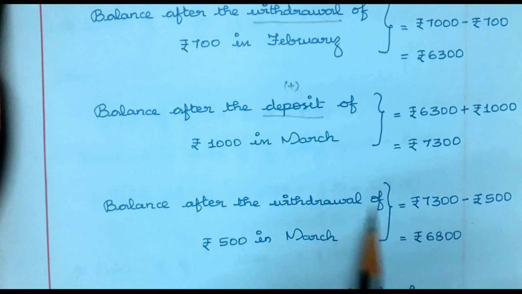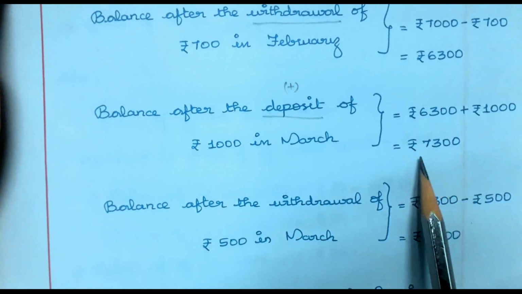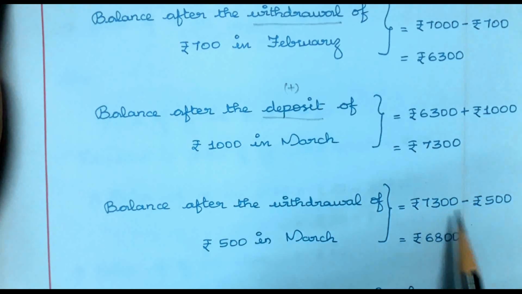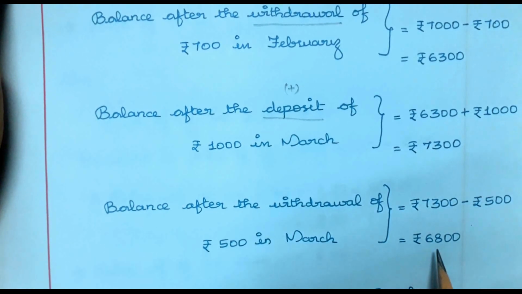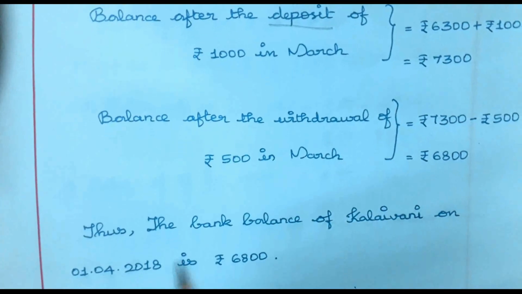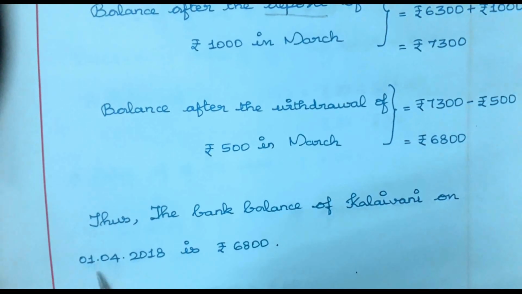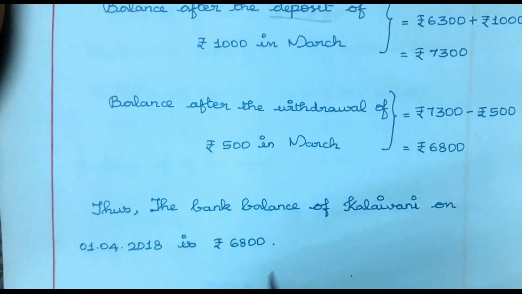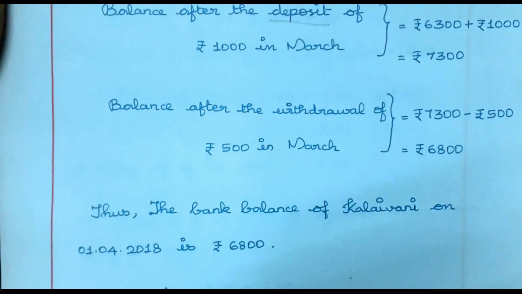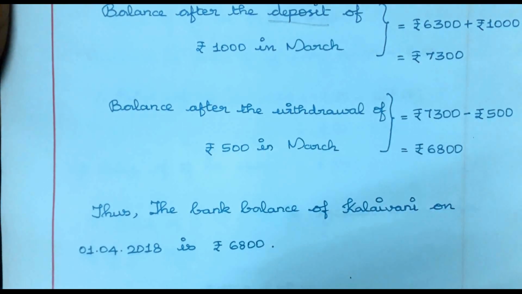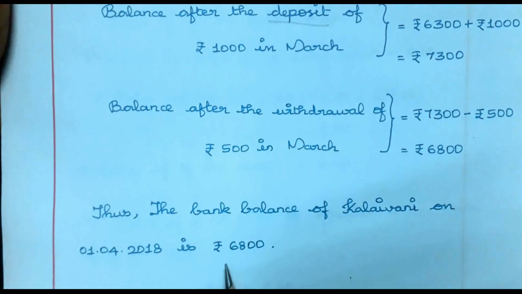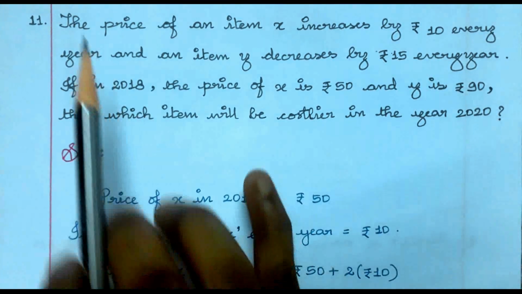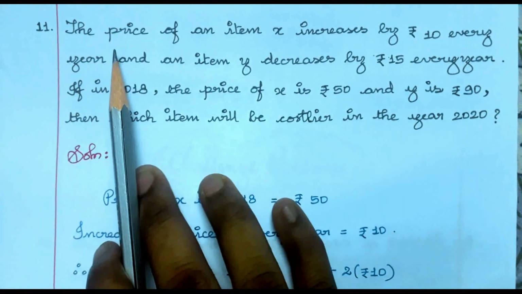But again in March she is withdrawing some amount which is 500. So balance after the withdrawal of rupees 500 in March, already she has the total as 7,300. From that she is taking 500 rupees. Therefore now the value is 6,800. At last, thus the bank balance of Kalaivani on 1st April 2018 is rupees 6,800. So after all the deposits and withdrawals, the amount in Kalaivani's bank balance is rupees 6,800. Clear? Fine.